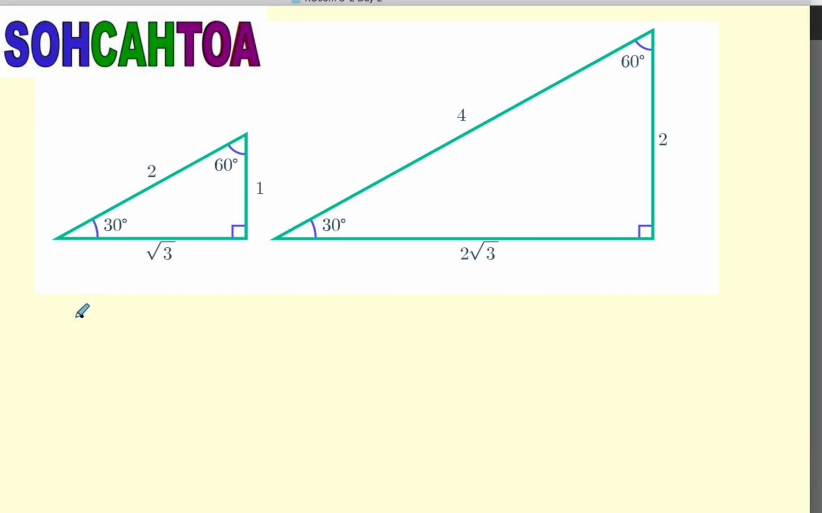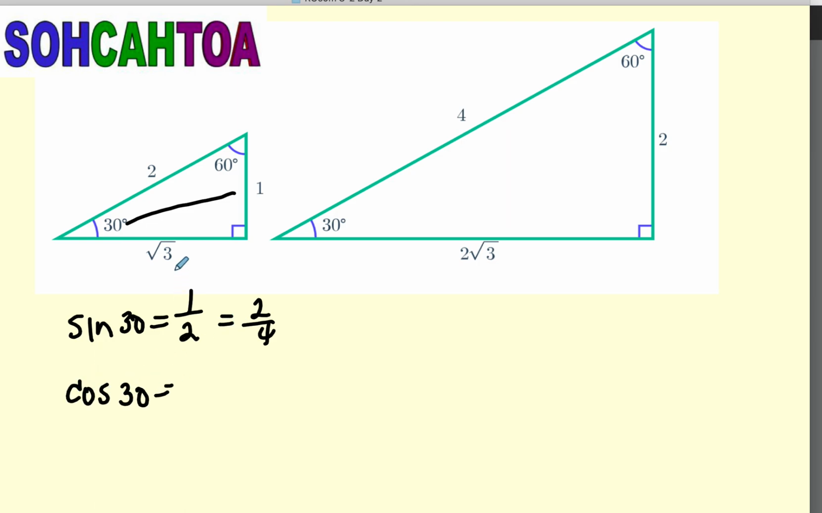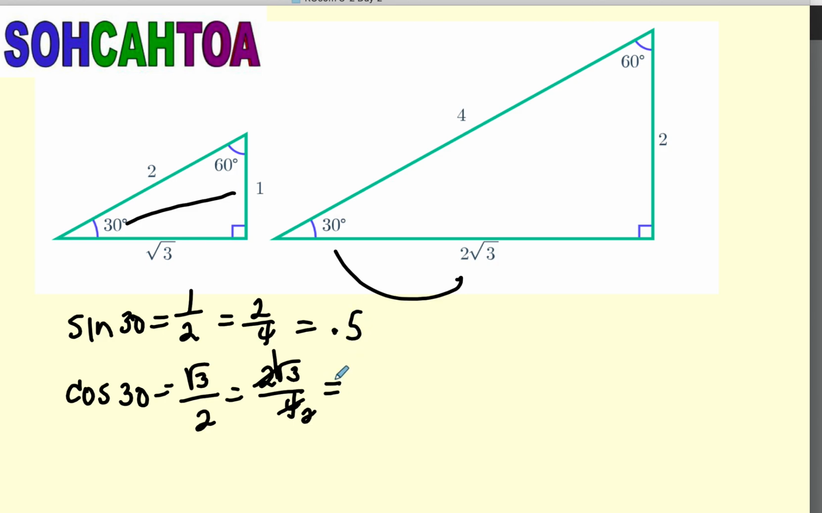Okay, let's take a look at the sine of 30. And the sine of 30 will be the opposite over the hypotenuse. And for this one, it's opposite over hypotenuse, which they're the same. Now let's find the cosine of 30. And the cosine of 30 would be the adjacent, root 3, all over 2. And here's the adjacent, which is 2 root 3 over 4. And again, that reduces. Now this decimal is 0.5, and this decimal is root 3 divided by 2, which is 0.8660.